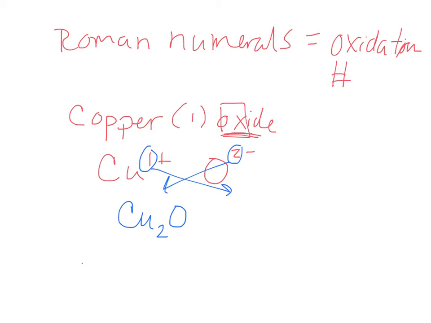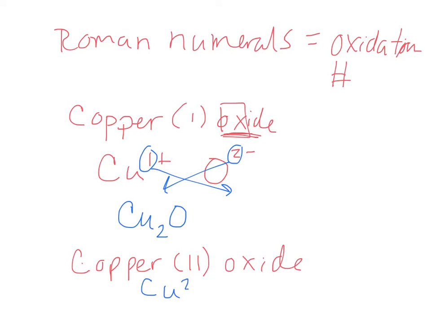The reason we have to do this is because there's also a copper 2 oxide, and it's just like what it sounds. Copper 2 means that this is going to end up being Cu 2 plus, and this is going to be my 2 minus. So when I take this 2 and cross it, and I take this 2 and cross it, I end up with Cu2O2. But remember, I'm going to erase those so that I just end up with CuO.